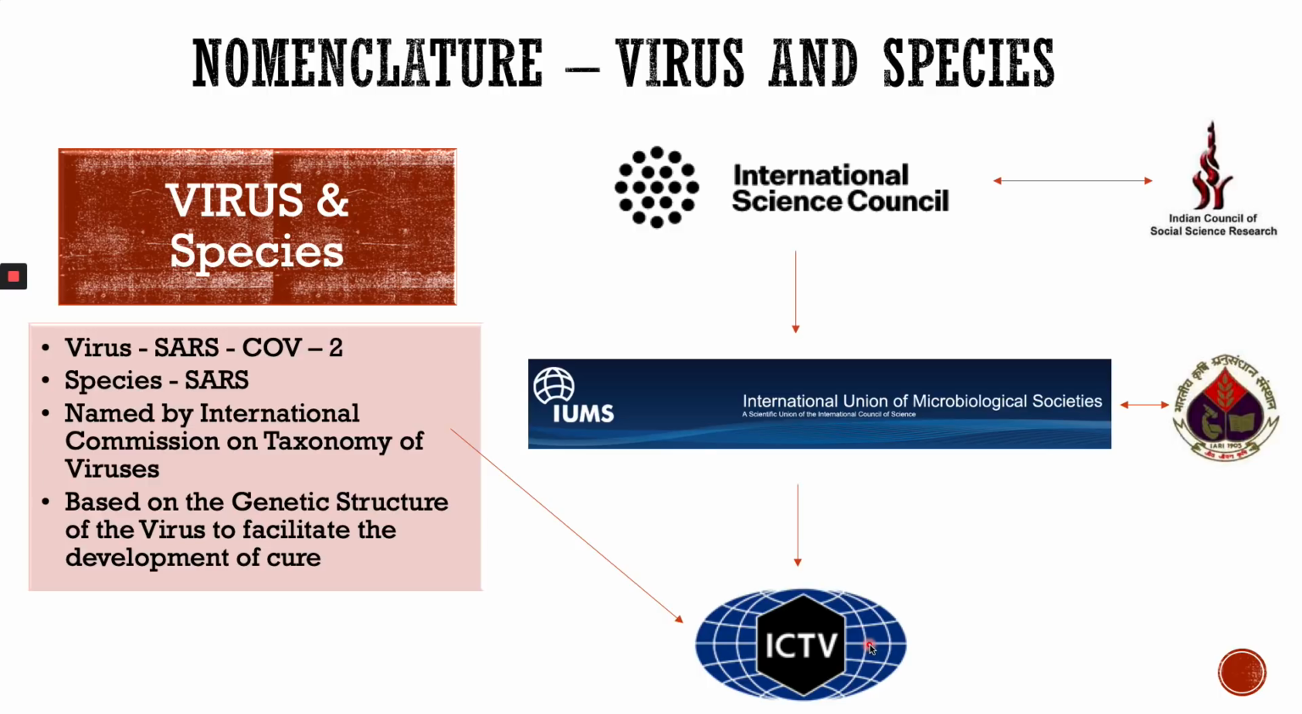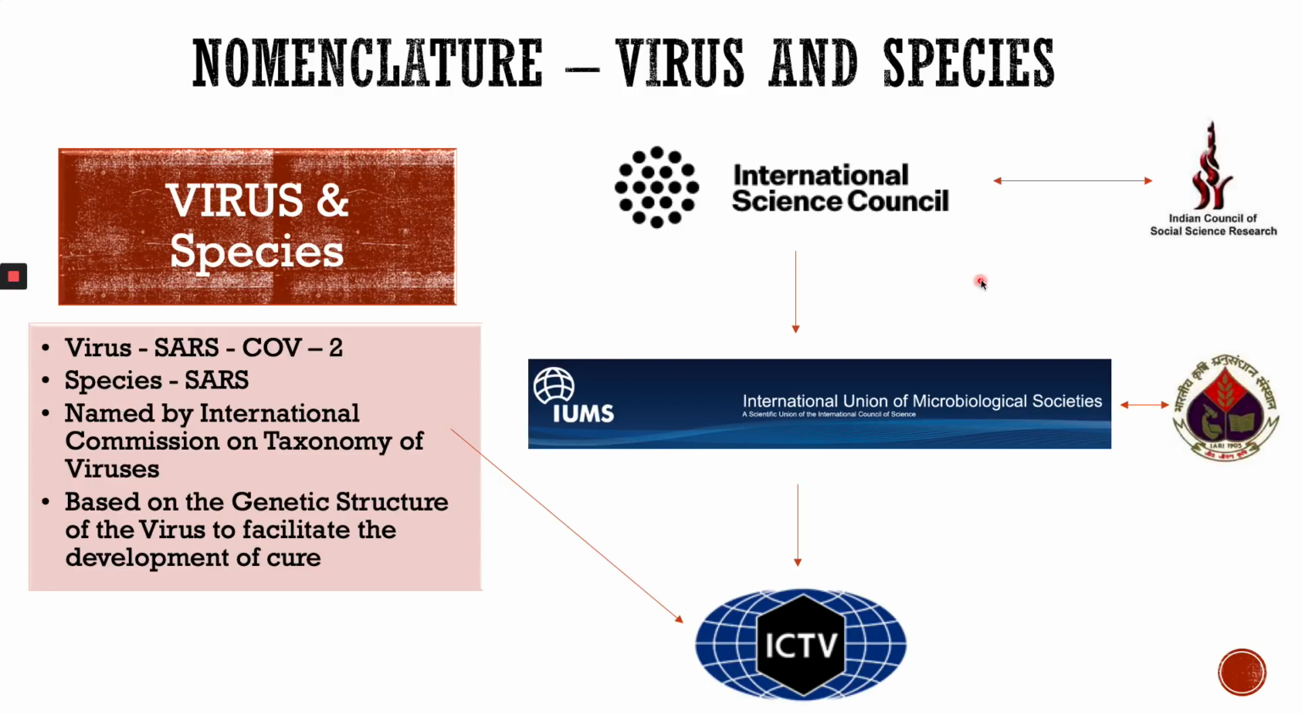The ICTV is an organization which is a part of a larger organization called the IUMS, which is the International Union of Microbiological Societies. This is an international organization comprising of research organizations from all across the world which specialize in microbiological research. In fact, the Indian Agricultural Research Institute is a part of the International Union of Microbiological Societies.